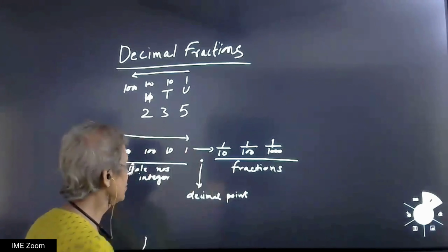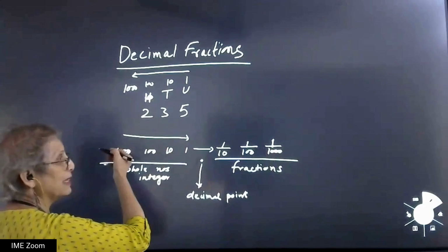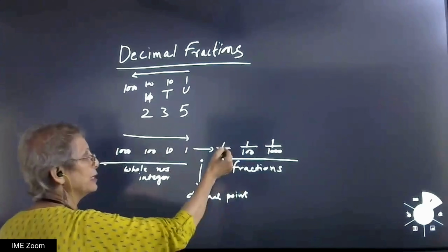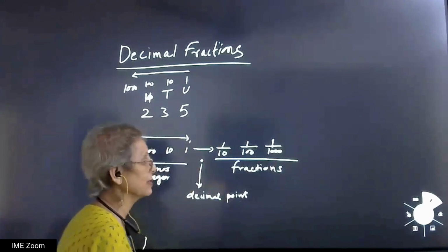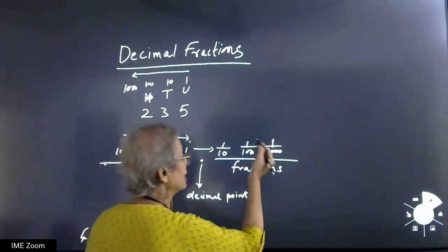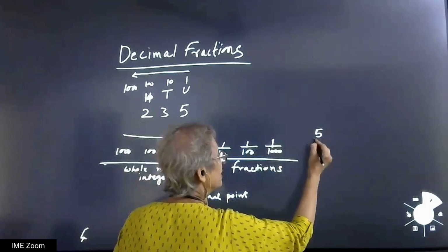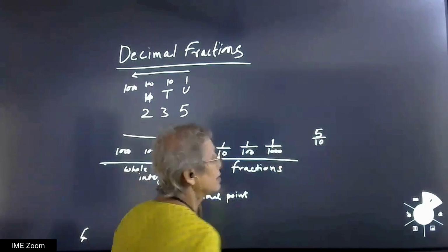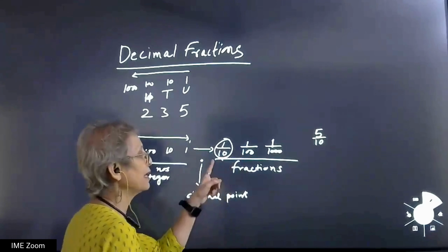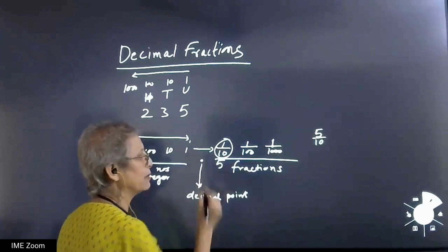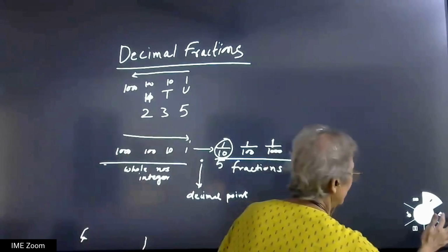So see the place values here. From here, if you go towards the left, it is into 10, into 10, into 10, like that. Okay, so this part is the fraction. Now, for example, look here. Suppose I want to write 5 upon 10. So 1, 0. This is 5 upon 10. Here I will write 5, then this becomes 5 upon 10. Okay.